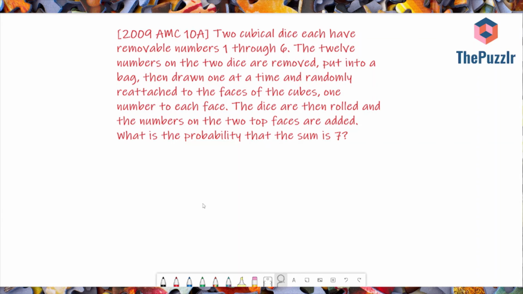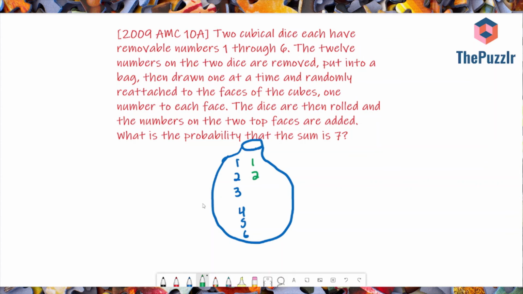Okay, so we have a bag. Let's draw our bag. This is a bag, a nice looking bag. And then we have our 2 dice, and we're taking off the numbers. The dice are distinct, so we can actually just make them distinct. Let's change up the color. So 1, 2, 3, 4, 5, 6, and the numbers from the second dice are green. 1, 2, 3, 4, 5, 6.